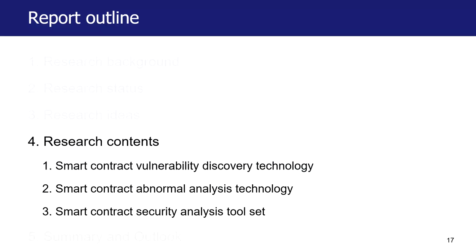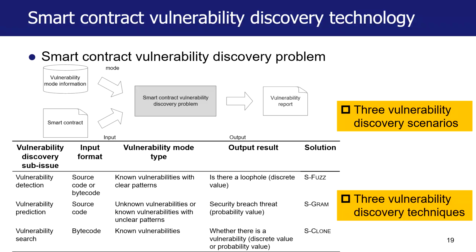So here's some research content published in recent years. It covers the smart contract vulnerability discovery technology, abnormal analysis technology, and security analysis toolsets. So let's go through it quickly to show that the smart contract vulnerability discovery technology has to cover the three vulnerability discovery scenarios: vulnerability detection, prediction, and search.